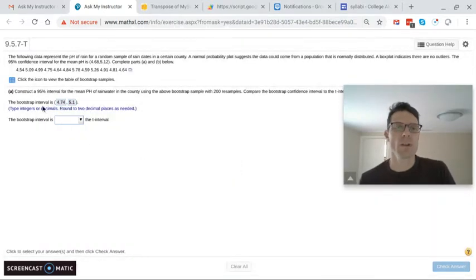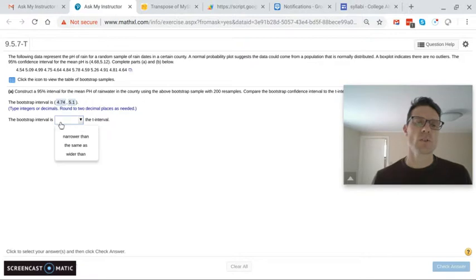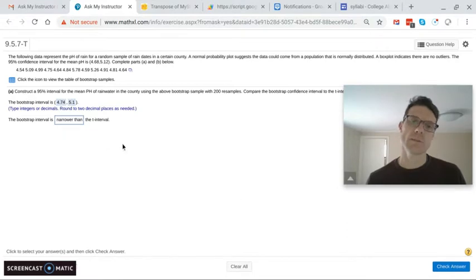And then the bootstrap interval is, and we have choices, narrower, the same as, or wider. And we know it's always narrower than the t interval would be.